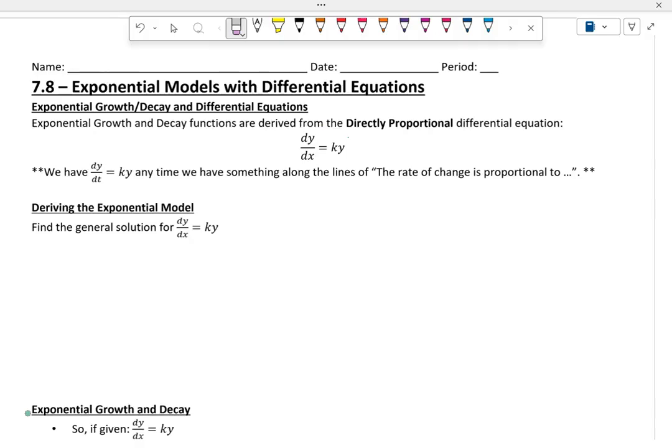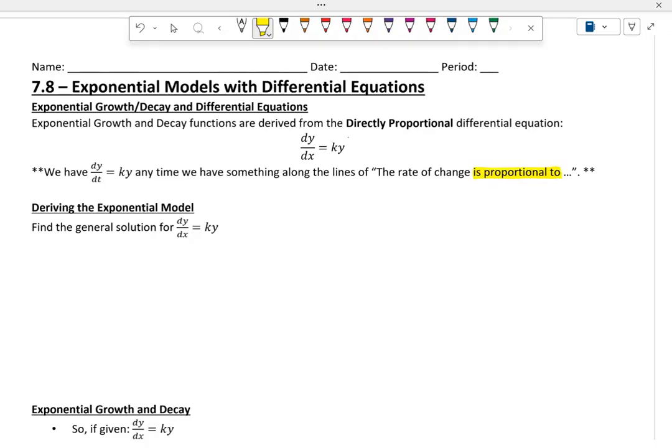So dy over dx equals k times y. And we will have that anytime we have something along the lines of the rate of change is proportional to. Our rate of change is proportional to. Those are the key words that we want to be looking for. And if we do, then we have that directly proportional situation.